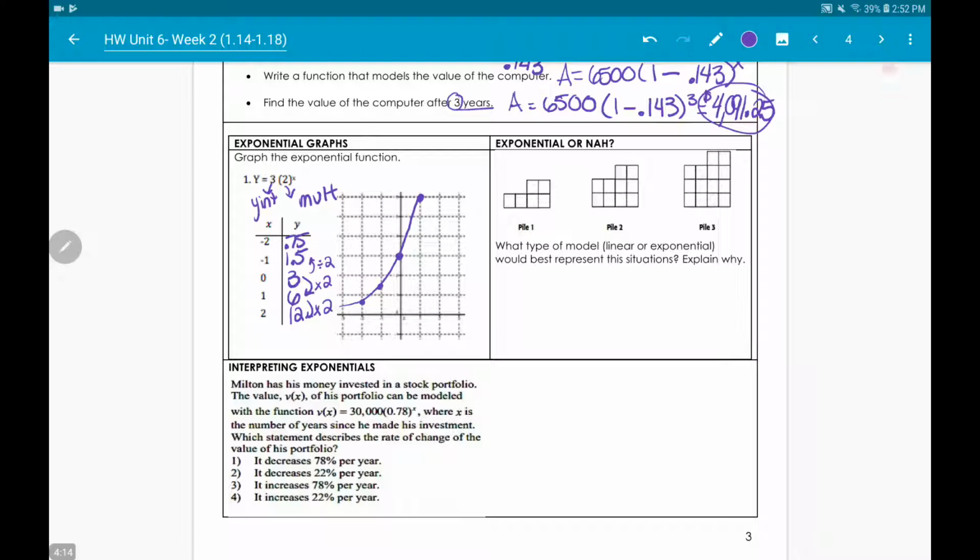Alright, exponential or not? What type of model, linear or exponential, would be best for the situation? Explain why. I'm going to start by counting. So there's 6 there, 10, and 14. So to go from here to here, I add 4. Here to here, I add 4. This is a linear function.